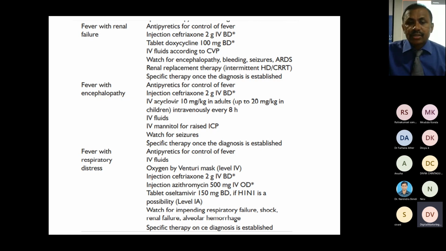And then respiratory distress: antipyretics, IV fluids, oxygen supplementation with whatever method available. You can give injection ceftriaxone and injection azithromycin, and then oseltamivir if we are in an endemic area, or if there is increased possibility of H1N1, you would add oseltamivir also empirically. You watch for impending respiratory failure, shock, renal failure, alveolar hemorrhage, and hit the root cause once the diagnosis is established.